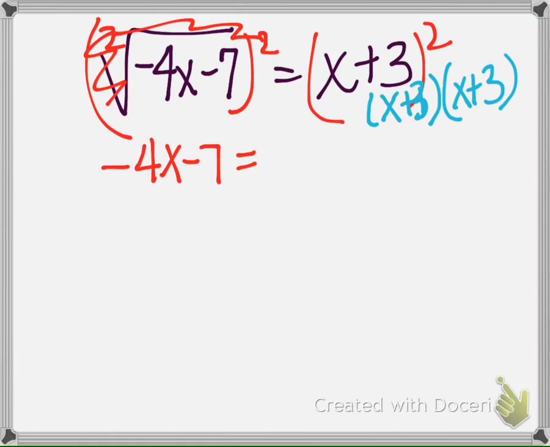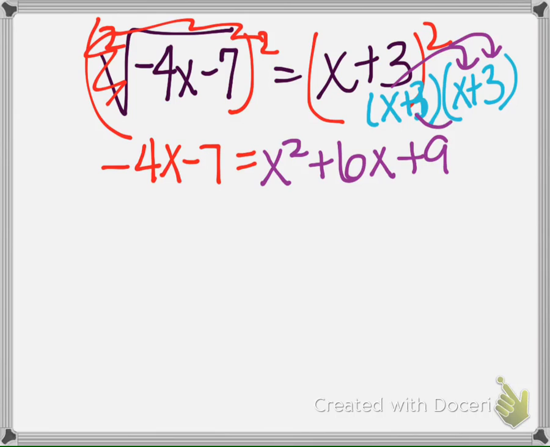So we're going to go ahead and FOIL that. And when we FOIL it, we'll get x squared plus 6x plus 9. So once we go through and FOIL this, since we have an exponent in this equation, we need to set it equal to 0. So I need to add 4x and add 7 to both sides.